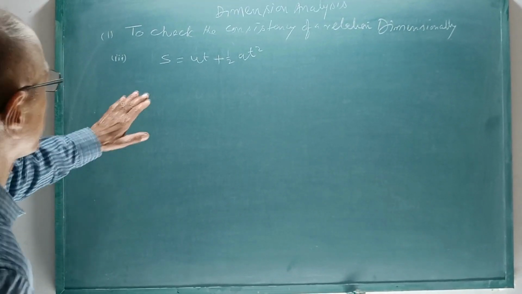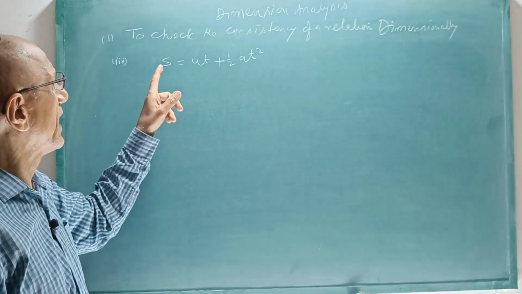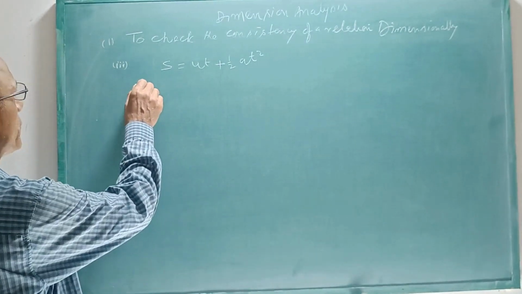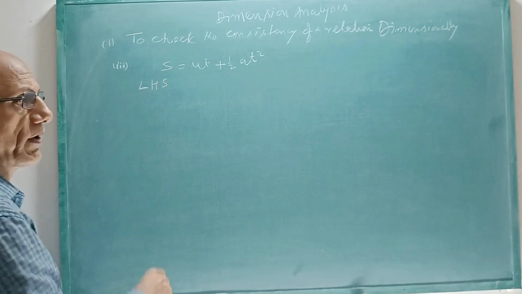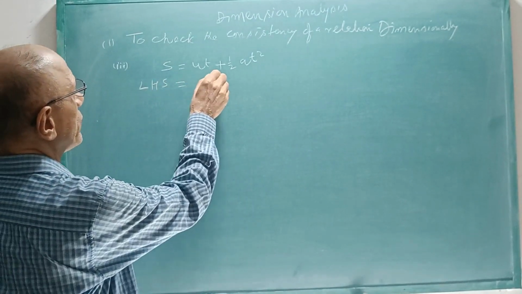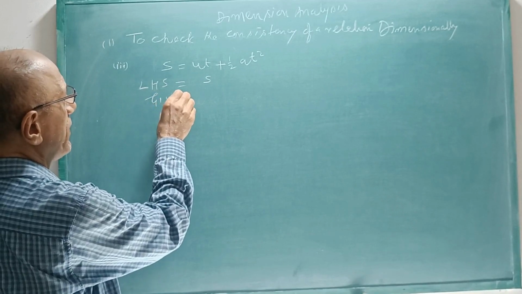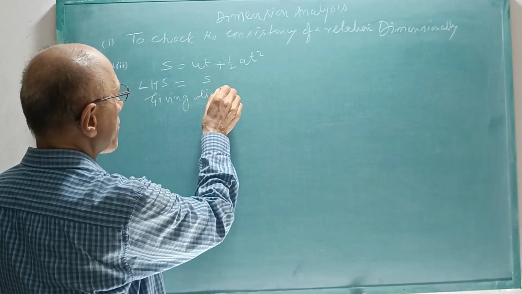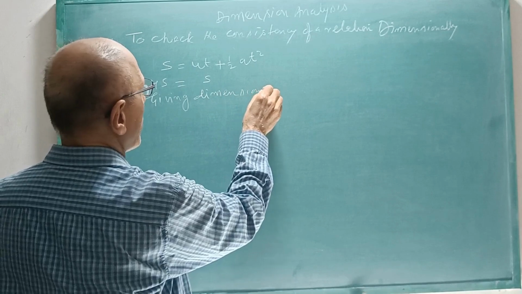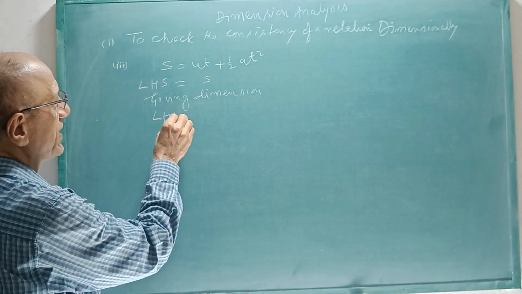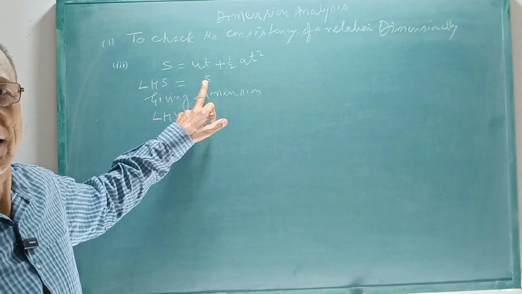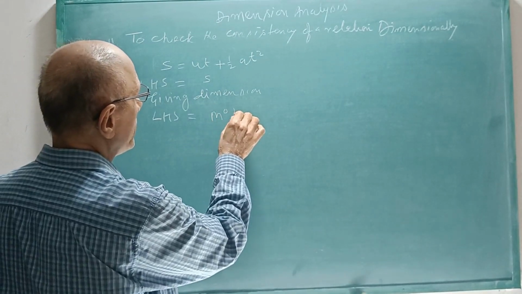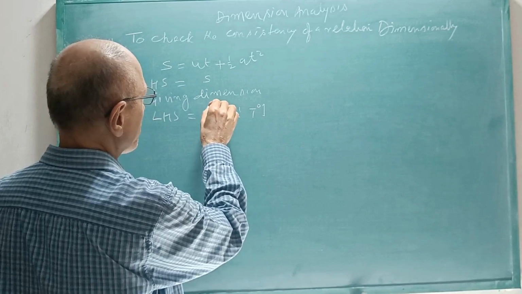Now, third question, let us check this relation S is equal to ut plus half at square, whether it is correct or wrong. So now, first of all, same step. First of all, we have to take LHS, and this LHS is equal to S. So again, giving dimensions, we get LHS equals to, what is this S? S is the displacement, or you can say distance, that is M0 L1 T0.